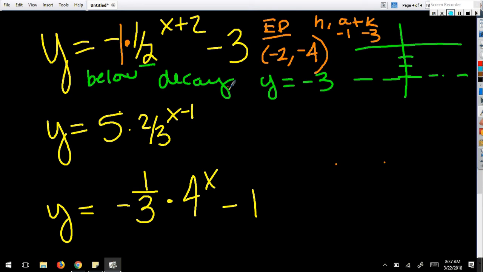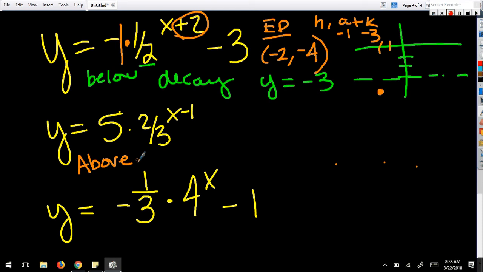If there's a negative in front, that makes A negative 1 times that, which is the same as the output. Correct. B cannot be negative. Look at the second one. Is it above the asymptote or below the asymptote? Above. Why? Because it's a positive A. All right.